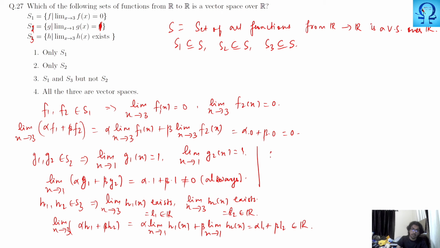And while checking the second option, I was telling about one more thing. We can very well check whether 0 is in S2 or not. Suppose 0 is in S2, then the limit as x approaches 1 of 0 is not equal to 1. Therefore 0 cannot be in S2. If 0 is not a member of some subset, that cannot form a subspace. Through that idea also we can justify that S2 is not a subspace. So S1 and S3 are vector spaces, not S2.